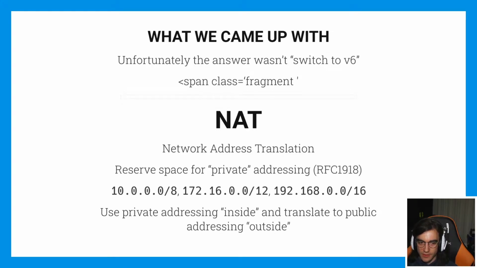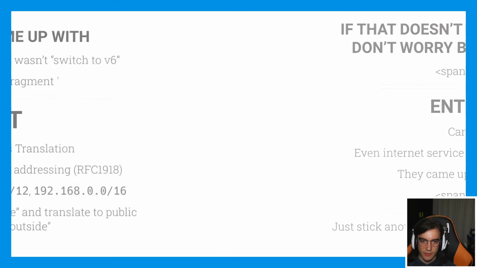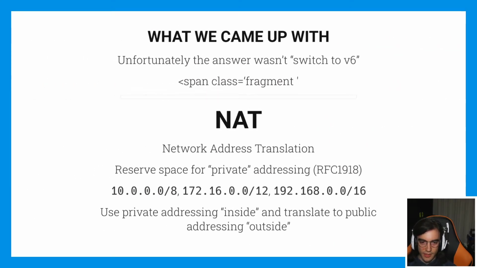What these addresses allowed us to do is use so-called private addressing inside of our network for services we judge don't need a public IP address. And then we translate to a shared IP address on the outside, which allows us to save a lot of space when you think about it, because all of the devices on our inside network only share one single IP address.